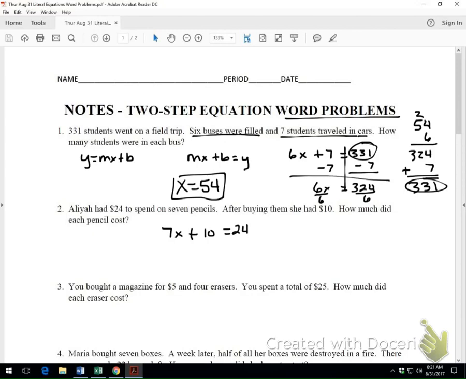Okay? So, draw my line. What do I do from here? Subtract 10. So 7x equals 14. Then divide by 7. And you get x equals 2. So each pencil cost what? $2. That's an expensive pencil. Okay?